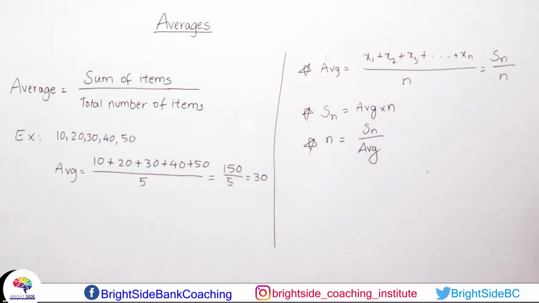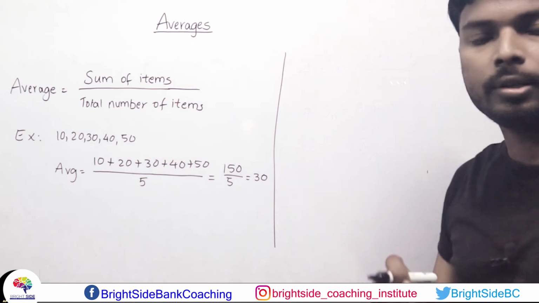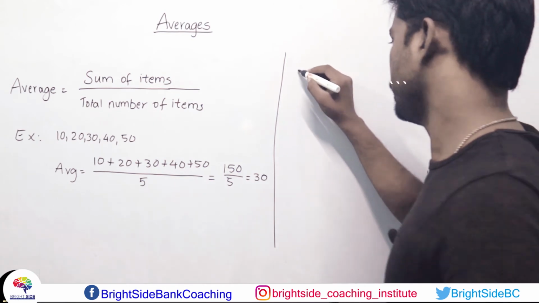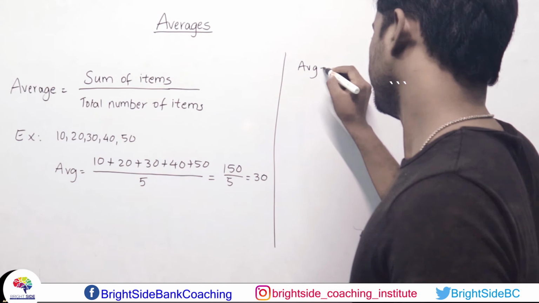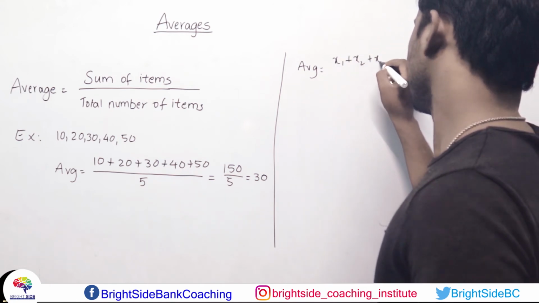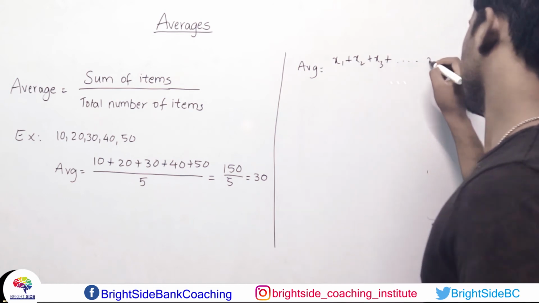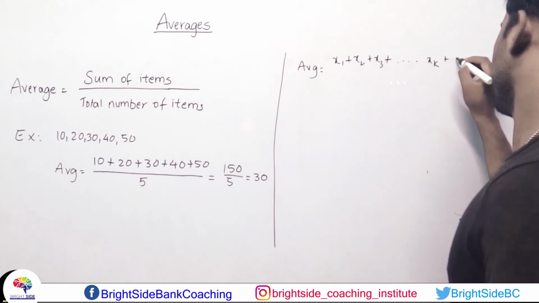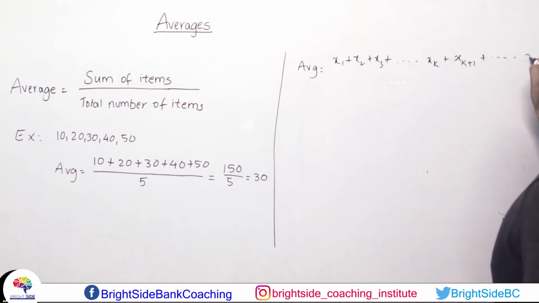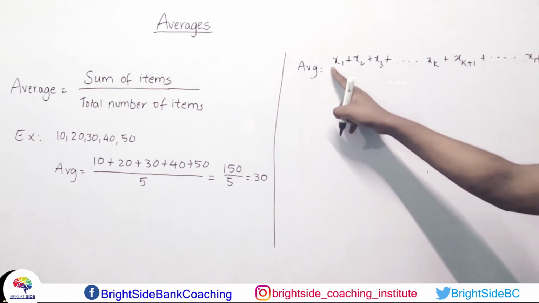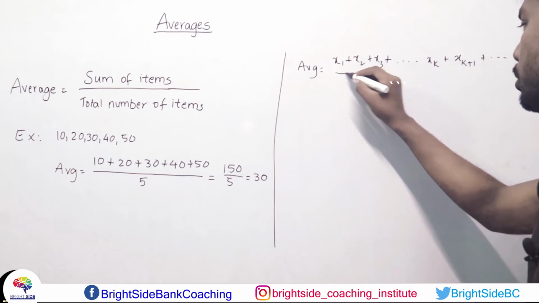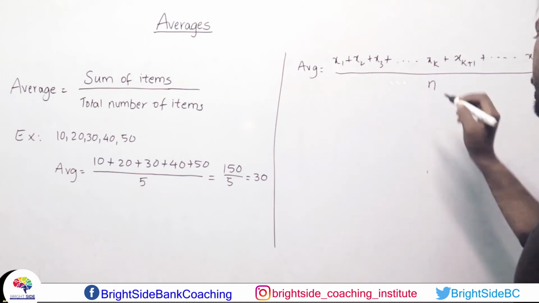And sometimes he will be asking you the group average, so let us see that. We know average is the sum of the items x1 and so on, xk plus xk plus 1 plus and so on xn. So the summation of items from x1 to xn by the total number of items n.